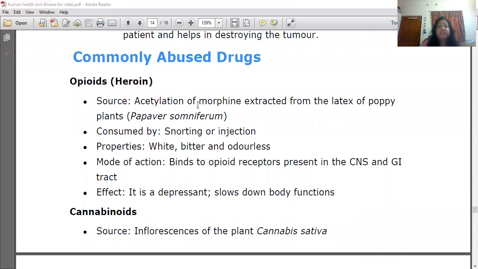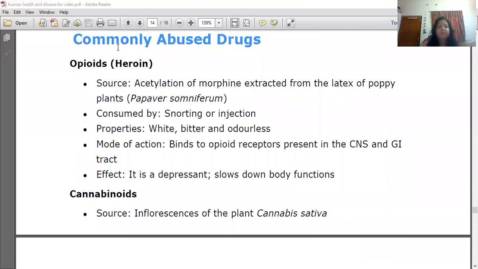Now we'll study various drugs which are commonly used. First is opioids, that is heroin. The source of opioid is acetylation of morphine extracted from the latex of Papaver somniferum. So this is the plant from which heroin is extracted, and it is consumed by snorting or injection. Its properties are that it is white, bitter and colorless.